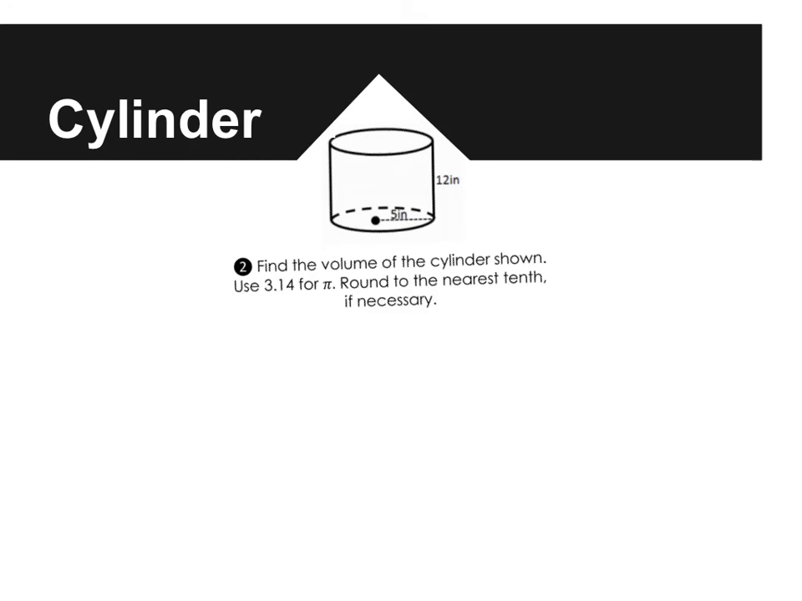All right, turn over the tab that says cylinder. Now, a cylinder is a three-dimensional shape. We're going to find the volume of this cylinder, and we're going to use 3.14 for pi and round to the nearest tenth. So our formula for volume, actually first of all let's underline volume. We're looking for volume, very important.